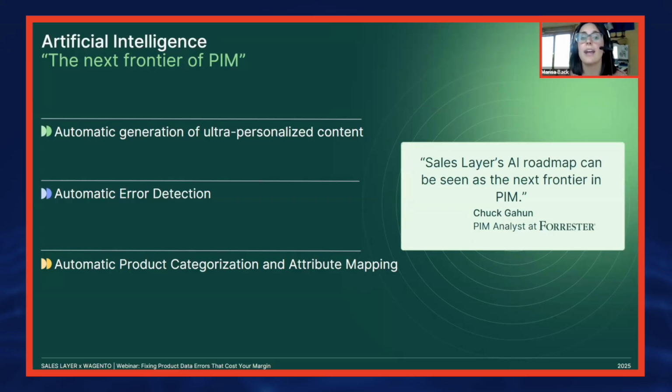So there's going to be error detection within your PIM as well, because one of the main purposes of a PIM is to increase product accuracy. And then also being able to automatically create categorization and attribute mapping as well. So that is also going to be on the roadmap for our AI enhancements.